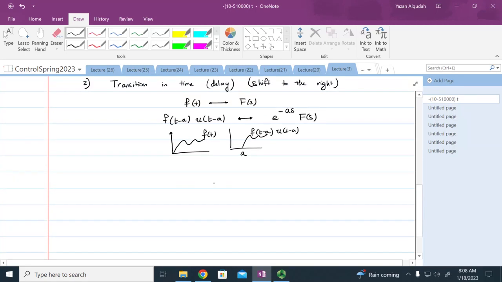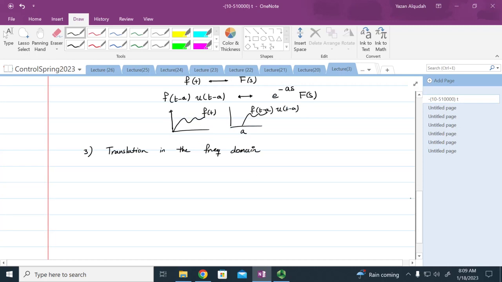Another property is the translation in the frequency domain. Similar to the translation in the time domain, if I have f of t that has a Laplace transform F of s, then if I shift to F of s minus a, it is going to correspond to e to the a t multiplied by f of t.